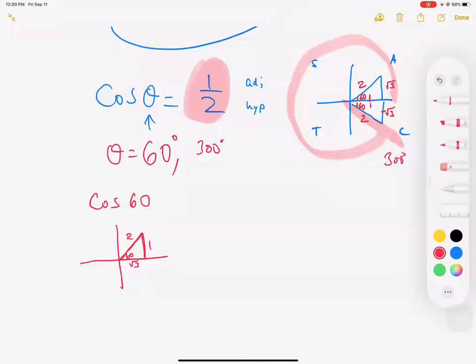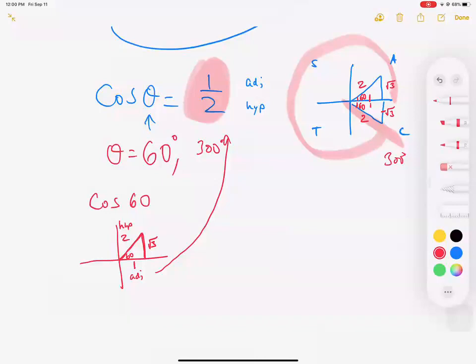And the cosine, whoops, not square root of 3. Remember the 3's go together. That's a 1, 2, square root of 3. Hopefully you guys are screaming, no! So the cosine would be adjacent over hypotenuse. Yep, that's the 1/2 we wanted.